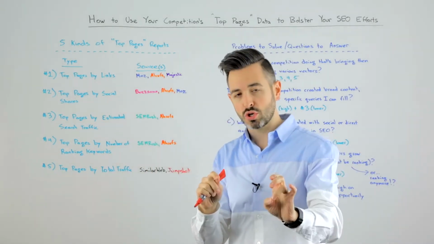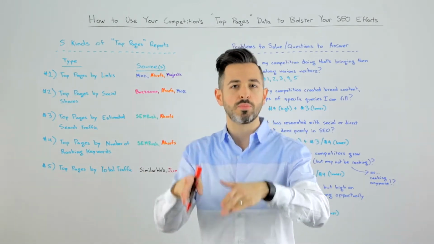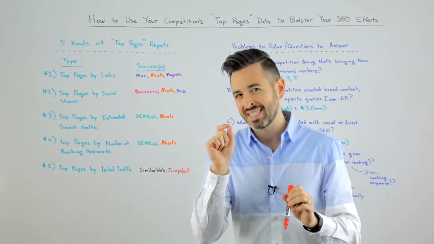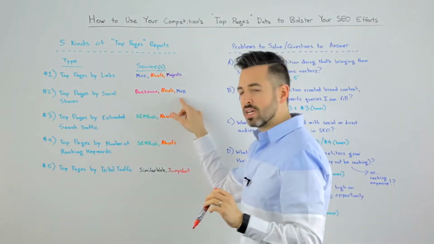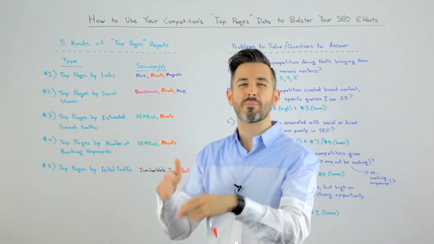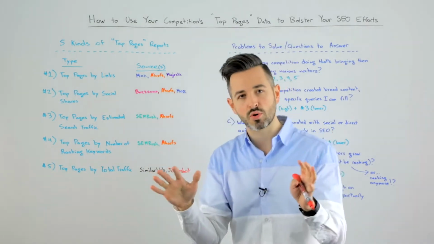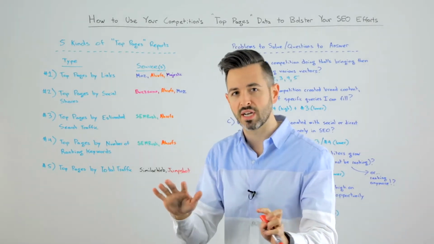Top pages by social shares. This is looking at Facebook, LinkedIn, Google+, Twitter. Important caveat on this. Okay, so Moz technically has top pages by social shares, but only from Facebook and Google+. Probably be replacing Google+ with LinkedIn soon. Ahrefs has it, but same story. They don't have Twitter data.